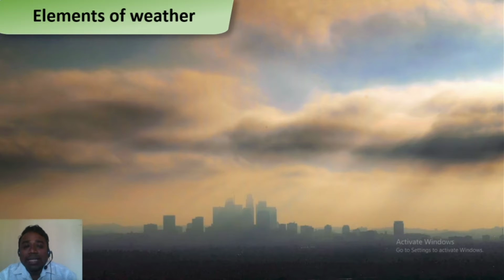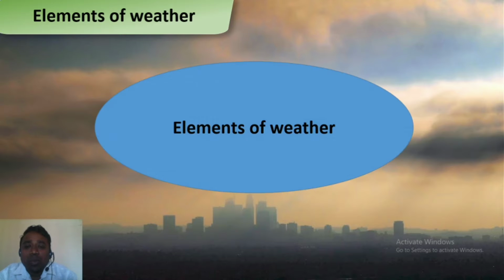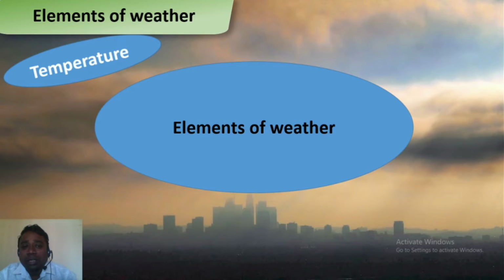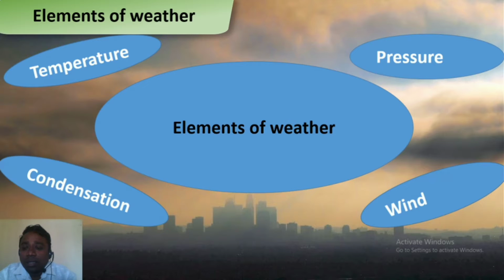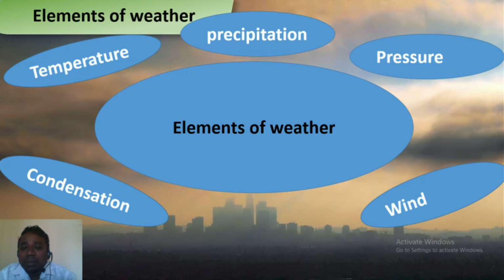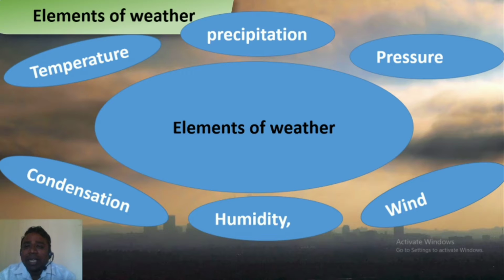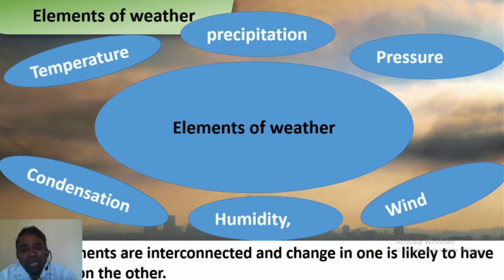So weather is the atmospheric condition of a given area at a given time. This weather depends on various components which are called the elements of weather, such as temperature, pressure, wind, condensation, precipitation, humidity, and most importantly, all these elements are interconnected to each other. So change in one element is more likely to have an impact on the other element.